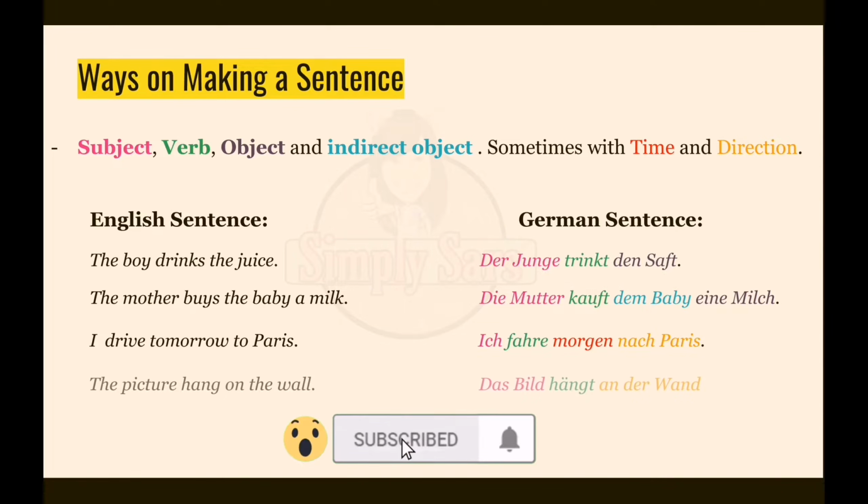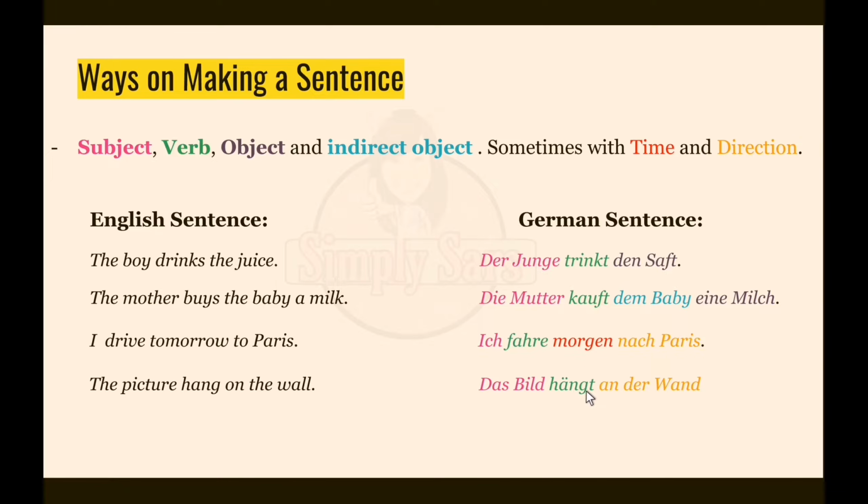And the last one is the picture hang on the wall. Das Bild hängt an der Wand. Okay, das Bild is our subject. Hängt is from the word hängen, nakahang, okay? And an der Wand is on the wall, is our direction or position or place, okay?